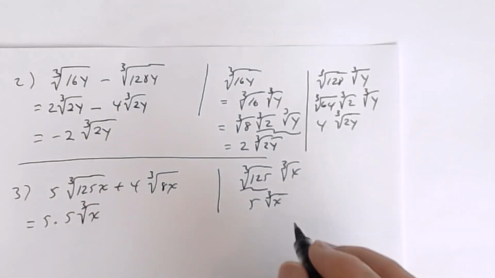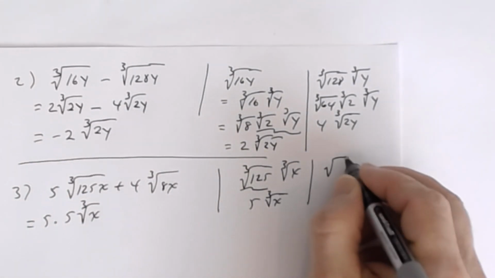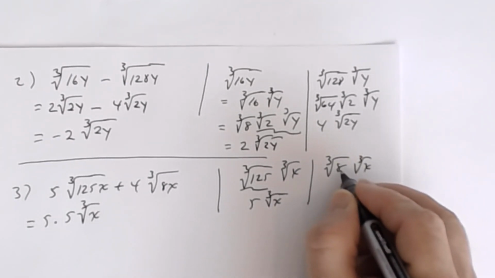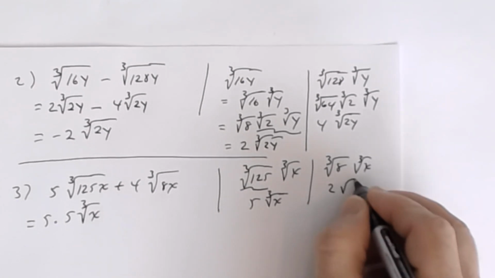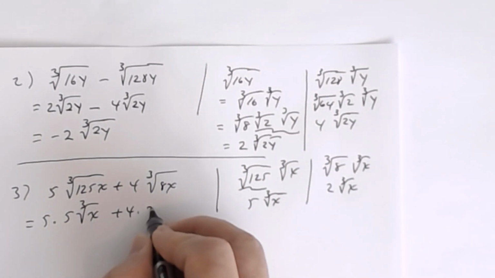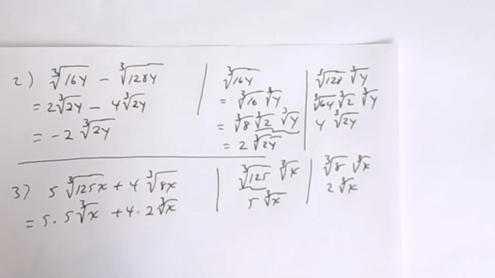Now let's do the cube root of 8x. The cube root of 8x is the cube root of 8 times the cube root of x. Well, 8 is a perfect cube, so that's just 2. 2 cube root of x, right? So that is this. So that's plus 4 times 2 cube root of x.